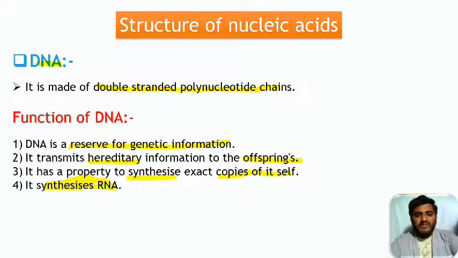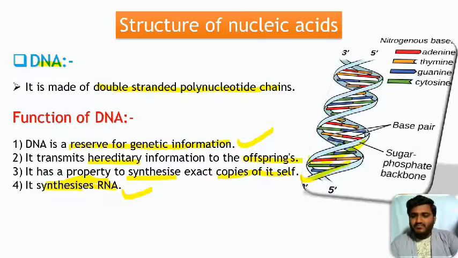First one, it reserves genetic information. Second, it transfers hereditary information from the parent to the child. Third, it has the property of replication. That means it undergoes replication and forms another copy. Fourth, it is useful for the synthesis of RNA. I hope you understood. Now we will study how the DNA looks.